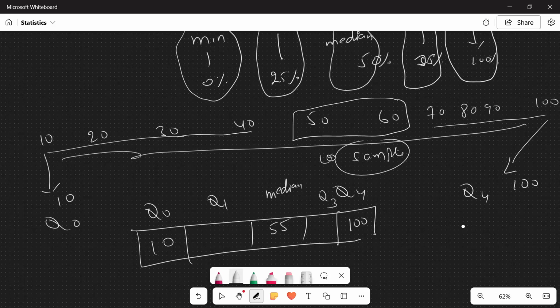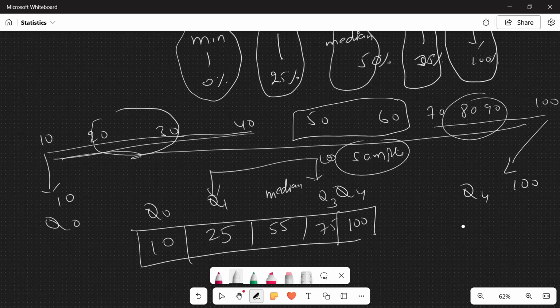Q1 means it's the 25 percentile of the data. If you consider this half, what is the middle value? 20 and 30, it's 25, right? And what about this one? 75, right? The difference between these two is your interquartile range: 75 minus 25 is 50. Clear? Even if you have thousands, 10,000, or 1 lakh of elements, we are rounding off to 5 elements. That is the reason we call it the 5 summary data.